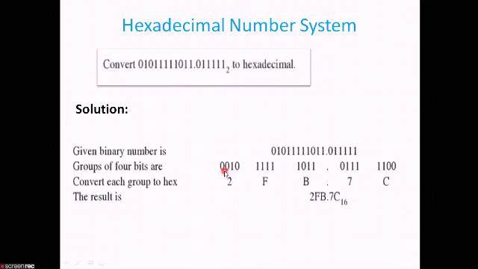Now what is the corresponding hex digit for each group? This 0010 is 2. 1111 is 15, that is F. This one is 11, so this is B. This one is 7 and this one is 12, so this is C. So the result is 2FB.7C to the base 16.